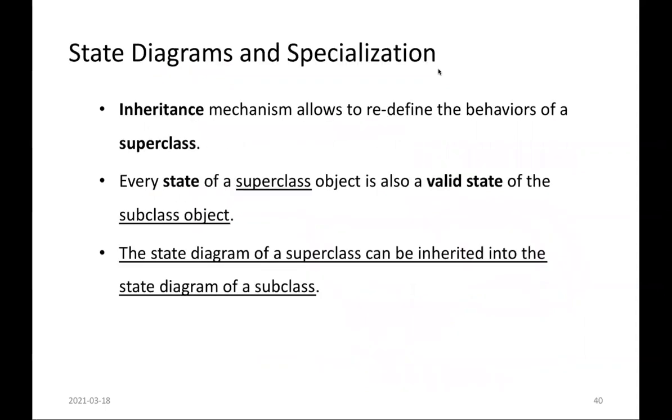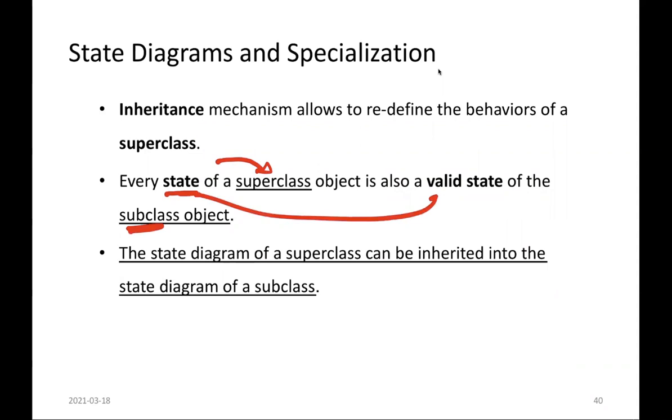So state diagrams and specification, there is more information in addition to the states and transitions that we need to cover when it comes to state machines. The first one is about inheritance. Inheritance mechanism allows us to redefine the behavior of the superclass and subclass, a parent and a child class. One important thing you should know is that every state of a superclass object is also a valid state of the subclass object. So if we have two classes, a parent and a child, and we define a state for the superclass, this state is also valid for the subclass or the child class.